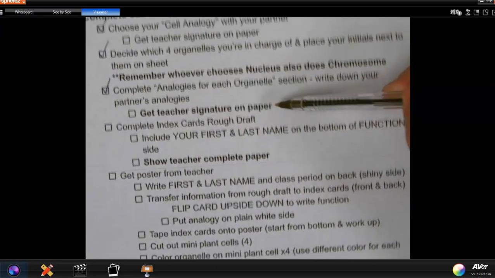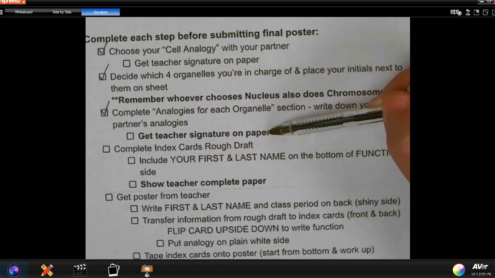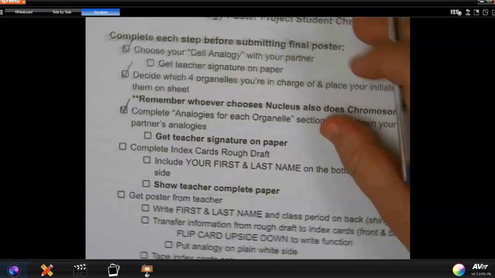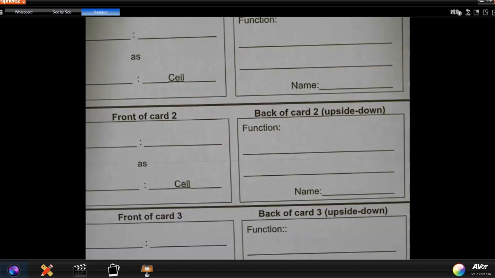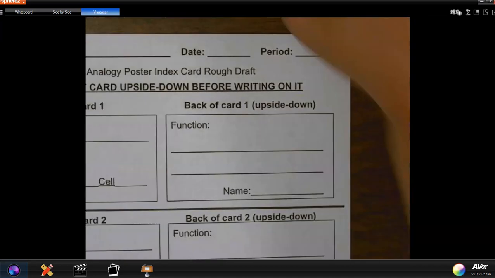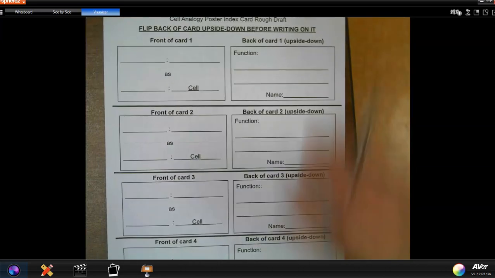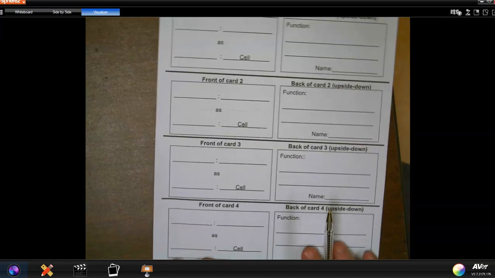I don't know if your teacher is going to have you sign off on each of these. You can ask your teacher what they want, if they want to check off each of these or not. But I'm on to the next main category, which is complete your index card rough draft, which is actually on the back of this paper. Okay, so I'm going to explain how this is set up. I'm going to use highlighters to help you figure out what information goes where. So these are going to be rough drafts of what your 4 cards would look like on your poster.